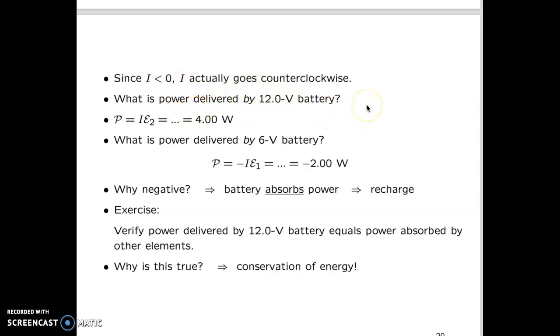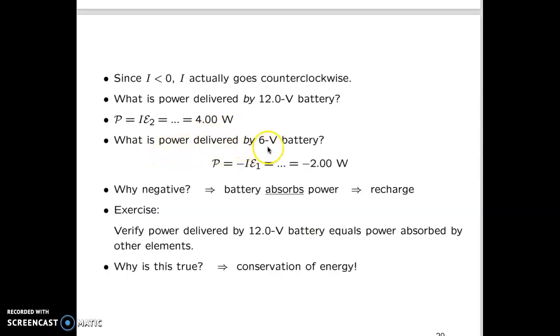Let's see, what else can we do with this problem? You could ask, what is the power delivered by one of those two batteries? The answer is easy. The power is simply the current times the EMF. We saw a version of that equation a little bit earlier, but that's how you calculate how much power is delivered by any given battery. Current times the EMF, so that'll be 4 watts. Note the units are watts because it's energy per unit time, a joule per second, which is a watt.